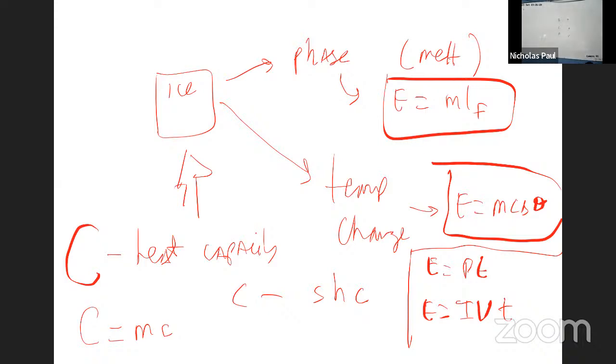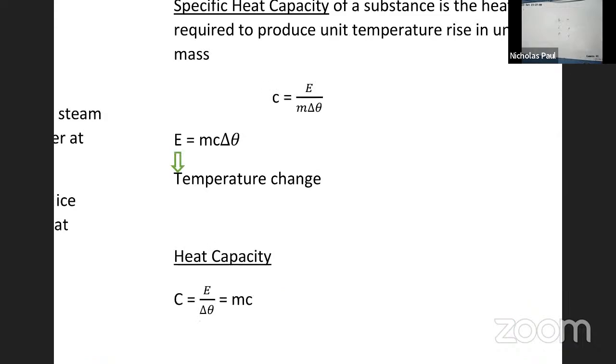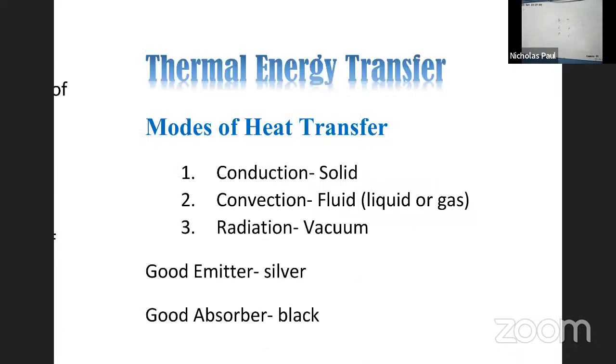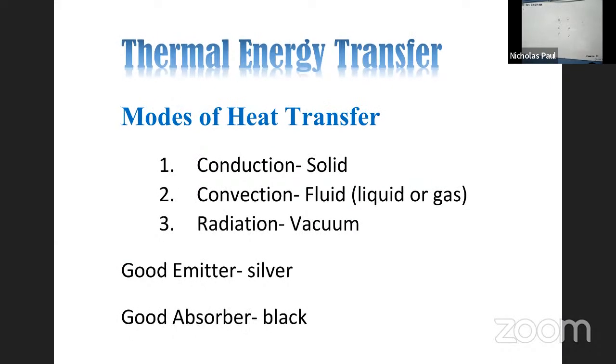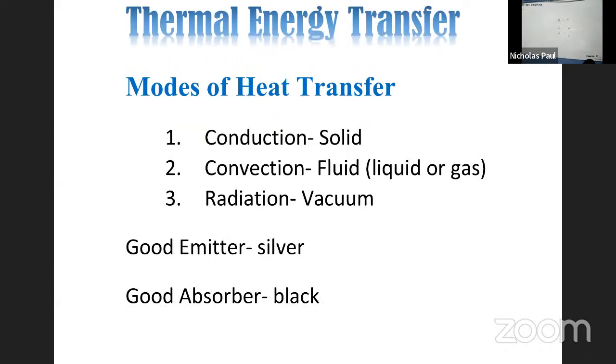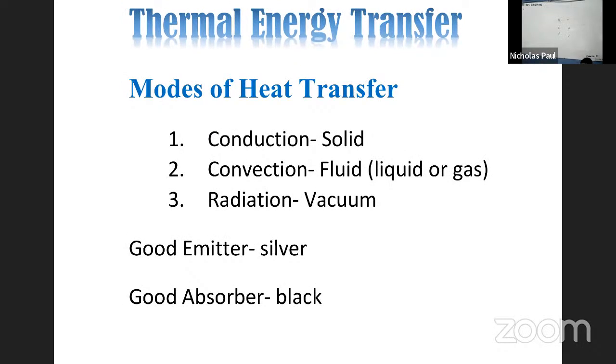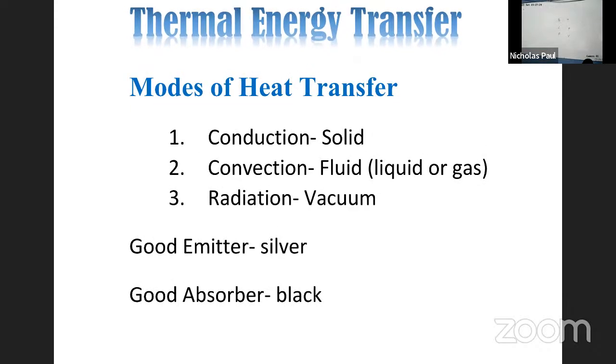And the last thing in thermal is the transfer of heat. Heat can be transferred three ways: conduction, convection, and radiation. Conduction is through solids, convection is through fluids, liquid or gas, and radiation is through vacuum. So here we have the three modes of heat transfer. And you have a good emitter and a good absorber. A good emitter is silver, which is also a good reflector of heat. And a good absorber of heat is something that's black.